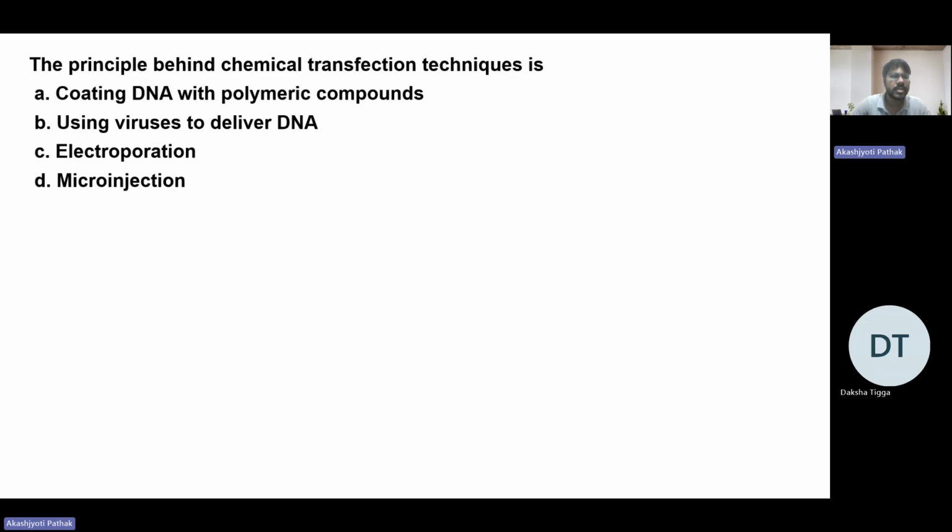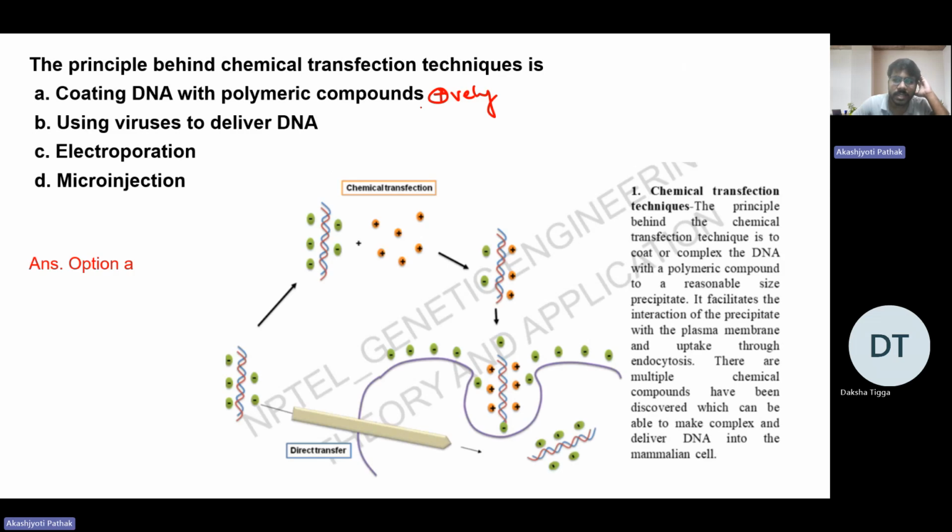So just now we learned that what this chemical transfection is doing is neutralizing the negative charge which is present on the DNA due to the phosphate groups. In all these methods, it is neutralizing that negative charge. So it is basically coating the DNA with polymeric compounds. These polymeric compounds are positively charged, and as a result, this complex that is getting formed can be taken up by the cell by endocytosis. Okay. So the answer is yeah.